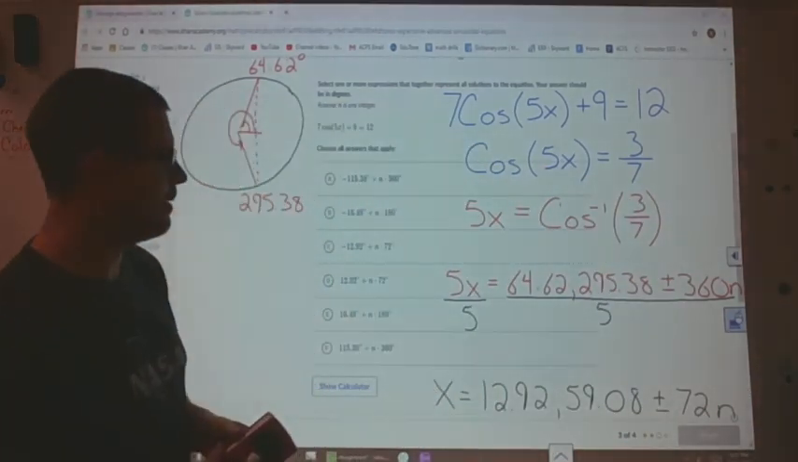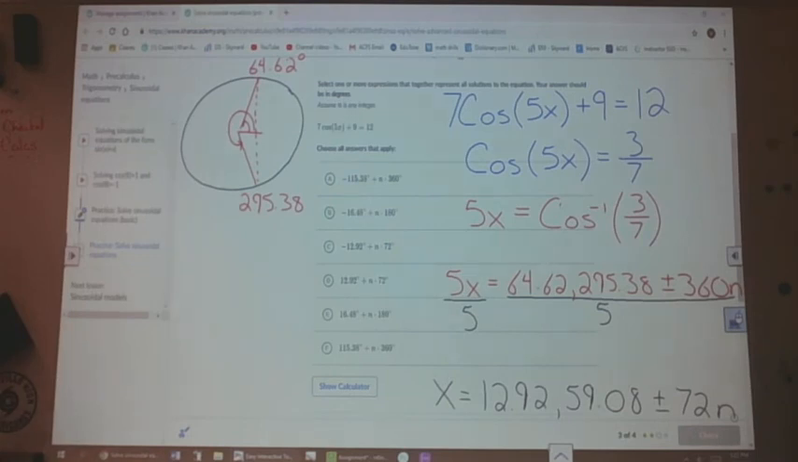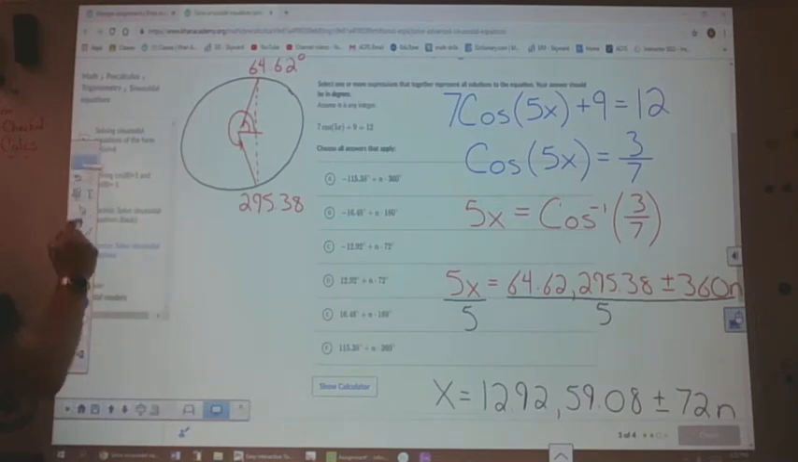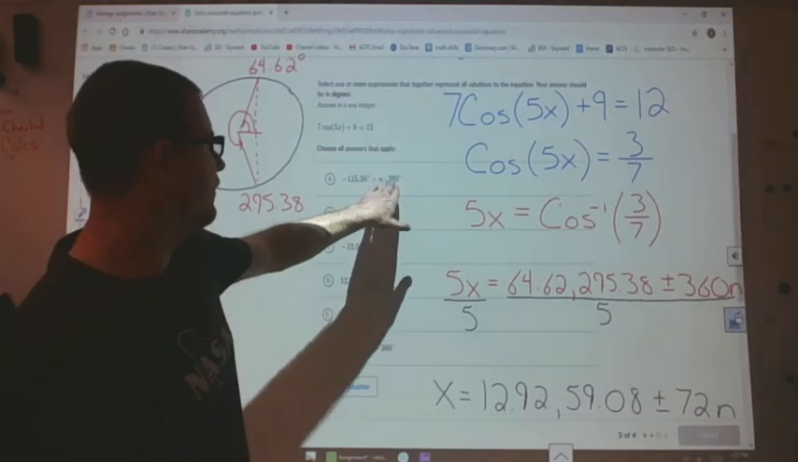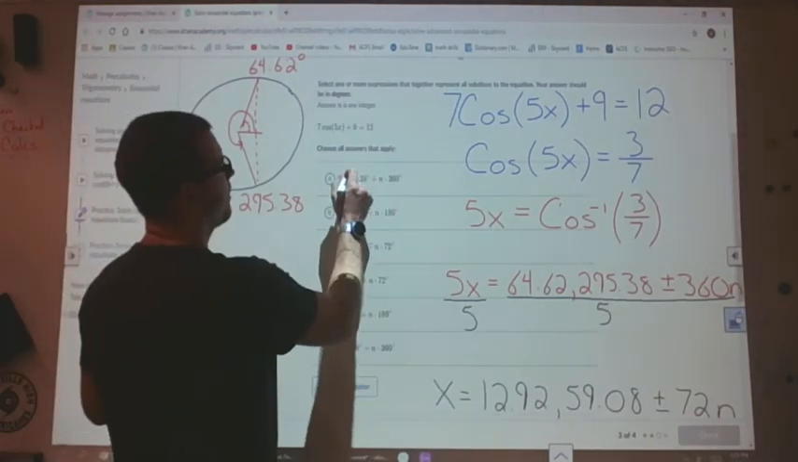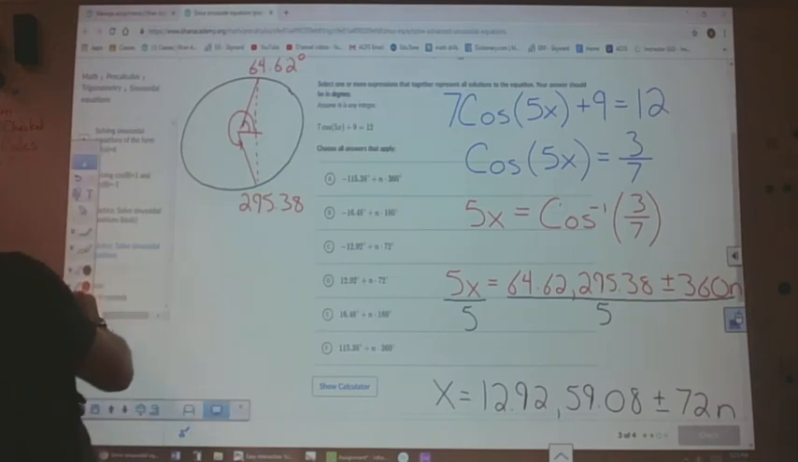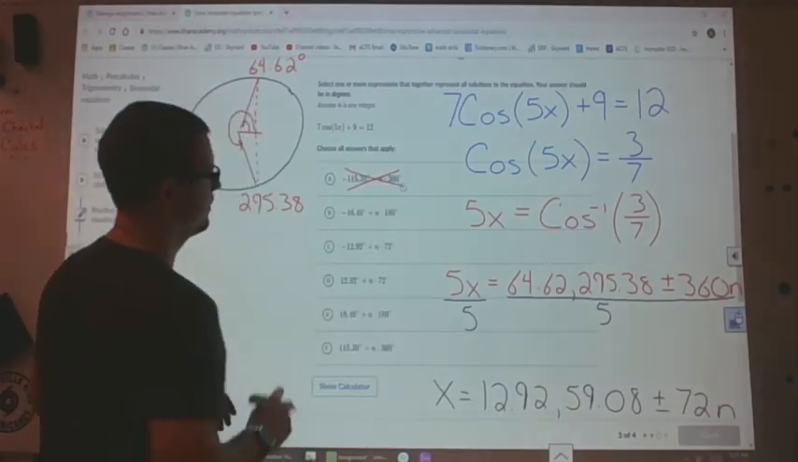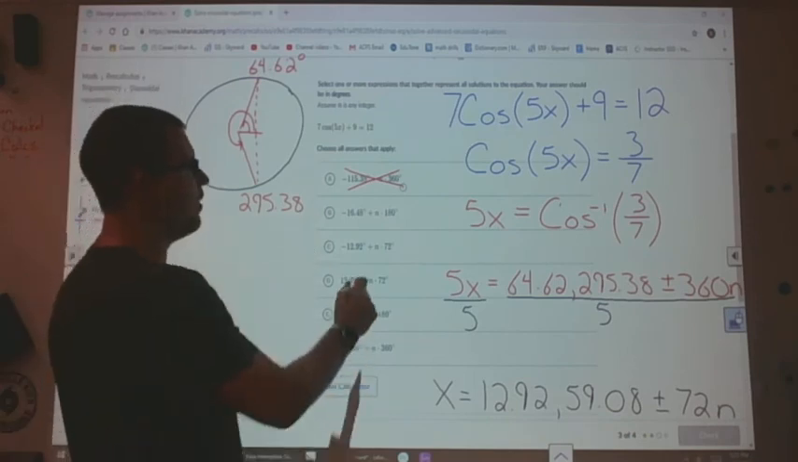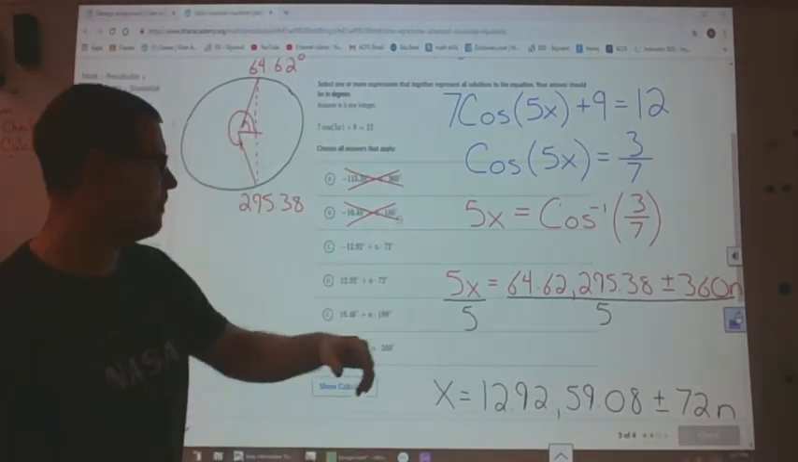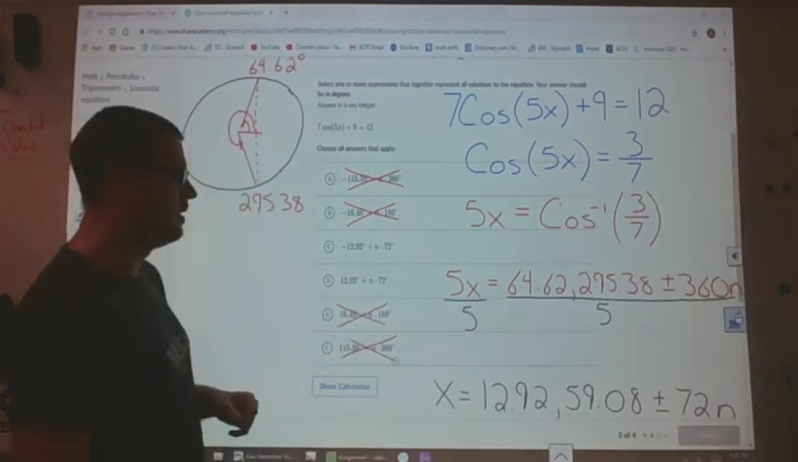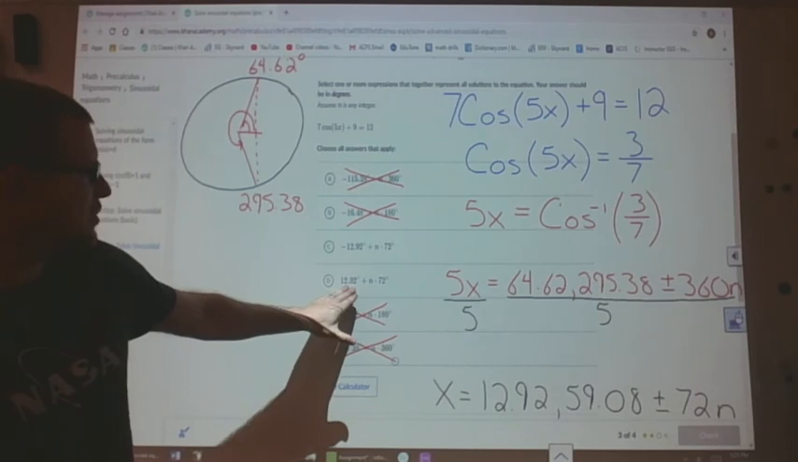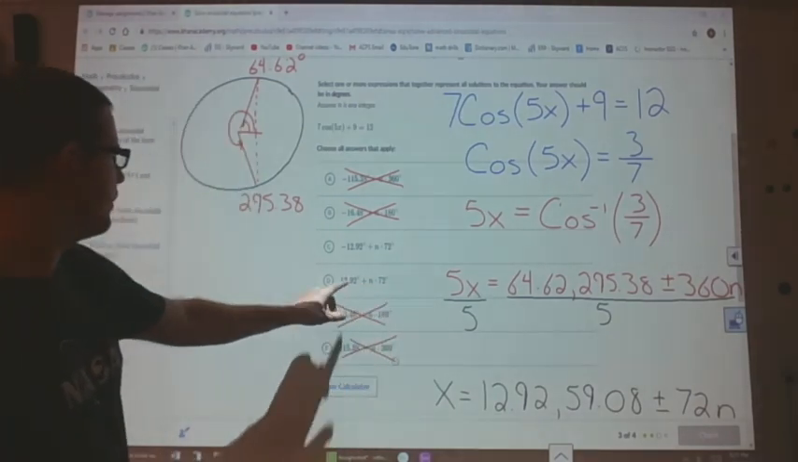Okay, so now I've got to match that up. I need to find 12.92 plus or minus 72 n, 59.08 plus or minus 72 n, and any other combination. That one has a period of 360. That's not it. That one has a period of 180. I can get rid of all of the answers that have a period that does not match that 72. That leaves me with the 12.92 plus or minus 72 n. So that one should work.